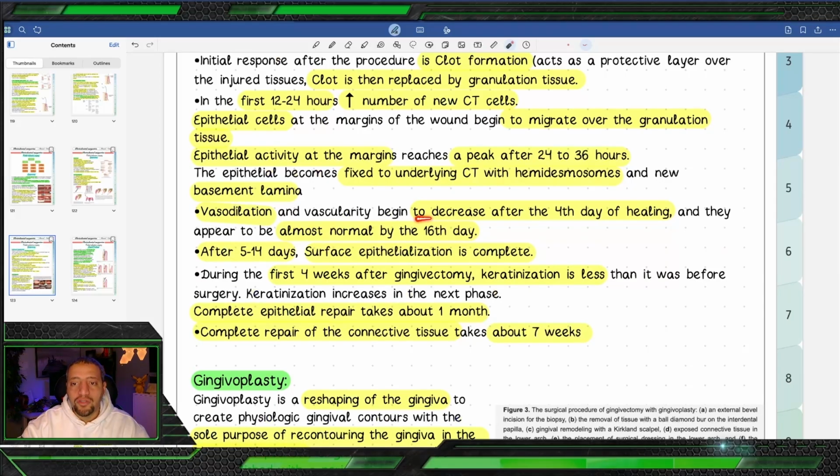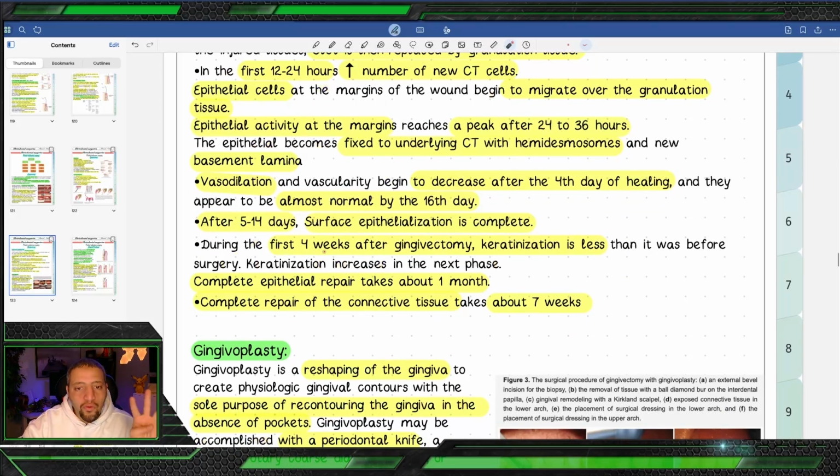Vasodilation and vascularity begin to decrease after the fourth day, because after the fourth day the healing has fixed the exposed connective tissue, so vasodilation will be less, and they appear almost normal after 16 days. After 5 to 14 days, almost 2 weeks, surface epithelialization is complete. So the maximum is between 24 to 36 hours, and then surface epithelialization is complete within 2 weeks. During the first 4 weeks after gingivectomy, keratinization is less than it was before surgery. Keratinization increases in the next phase. Complete epithelial repair takes about 1 month, and complete repair of connective tissue takes about 7 weeks, almost 2 months.